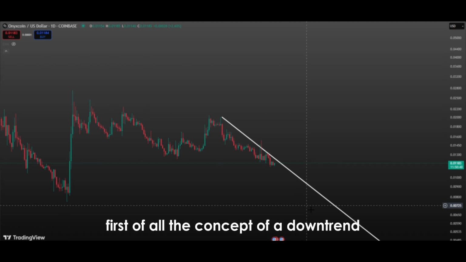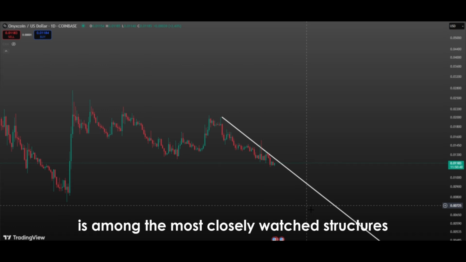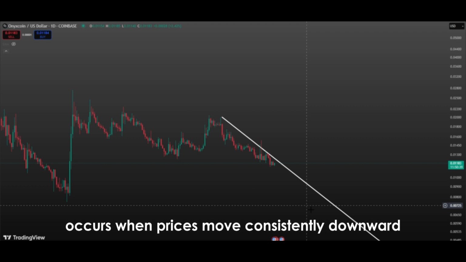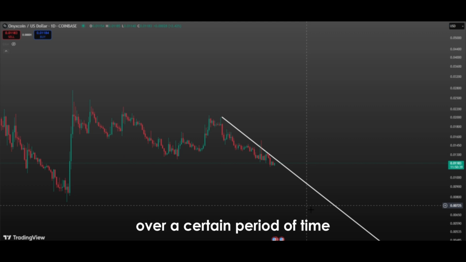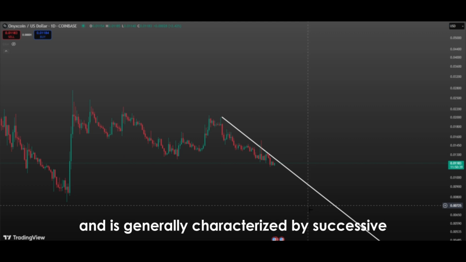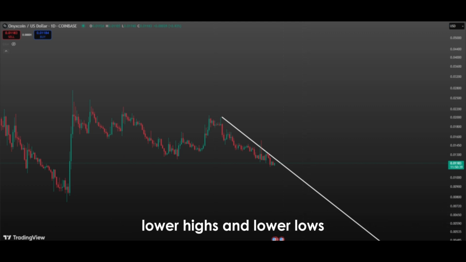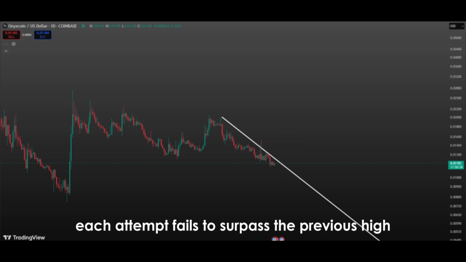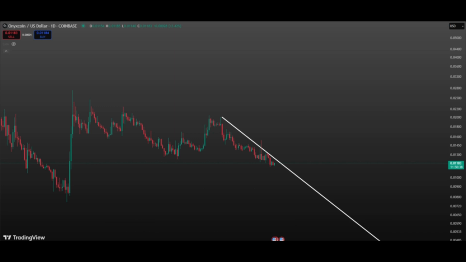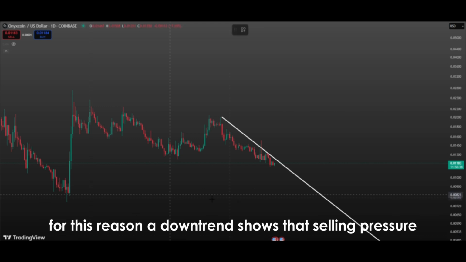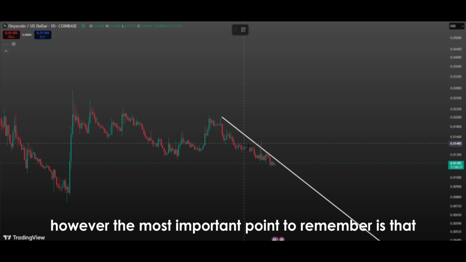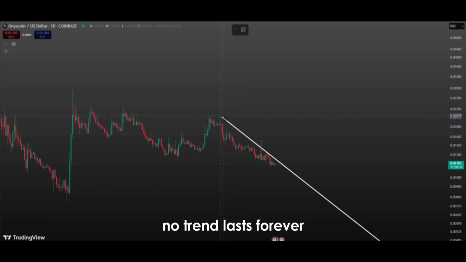First of all, the concept of a downtrend is among the most closely watched structures in technical analysis by investors and traders. A downtrend occurs when prices move consistently downward over a certain period of time and is generally characterized by successive lower highs and lower lows. In other words, even if the price attempts to move upward, each attempt fails to surpass the previous high and the downward pressure continues. For this reason, a downtrend shows that selling pressure dominates the market and that buyers remain weak. However, the most important point to remember is that no trend lasts forever.